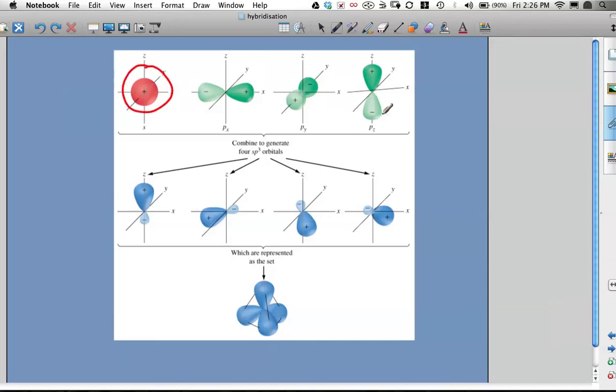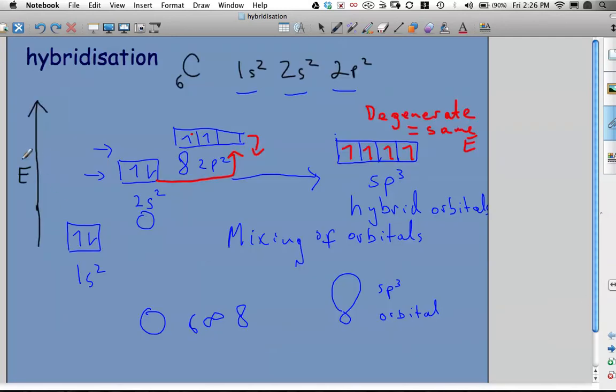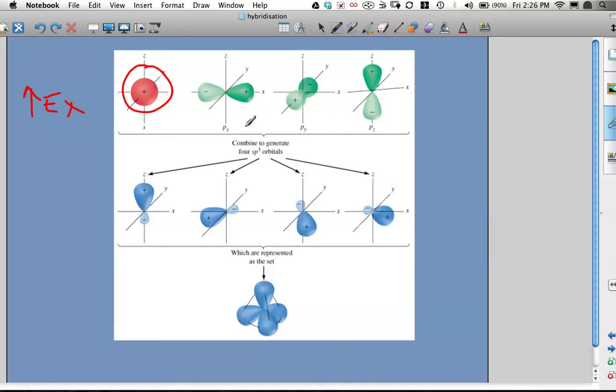Now what this diagram doesn't show is the energy situation. So for that you do have to look over there, because we are mixing these energies. That's very, very important. But it does show that you mix an s and 3 p orbitals and you get 4 different sp3 orbitals. And they're represented as this set here.